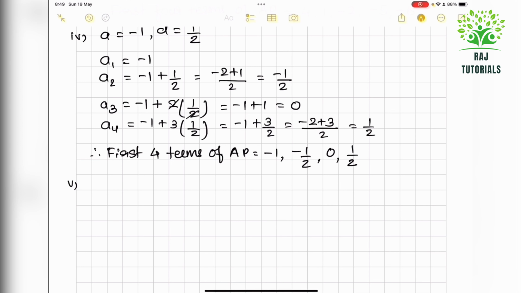The fifth one is A equal to minus 1.25, D equal to minus 0.25.